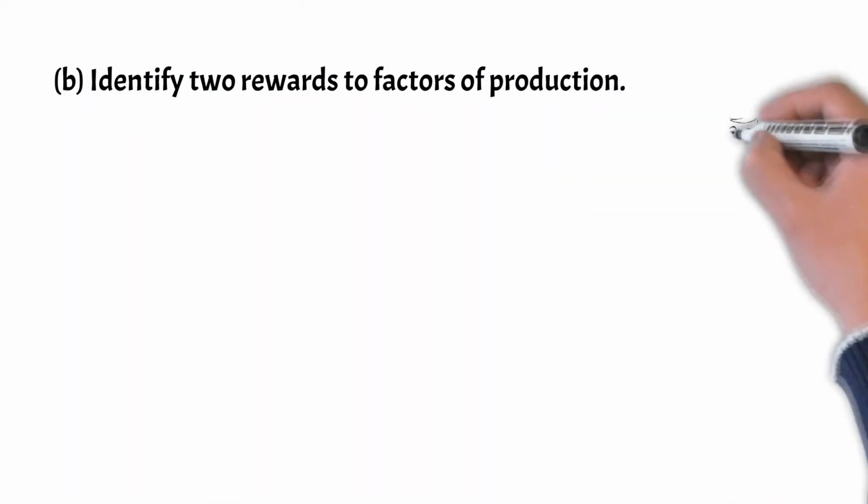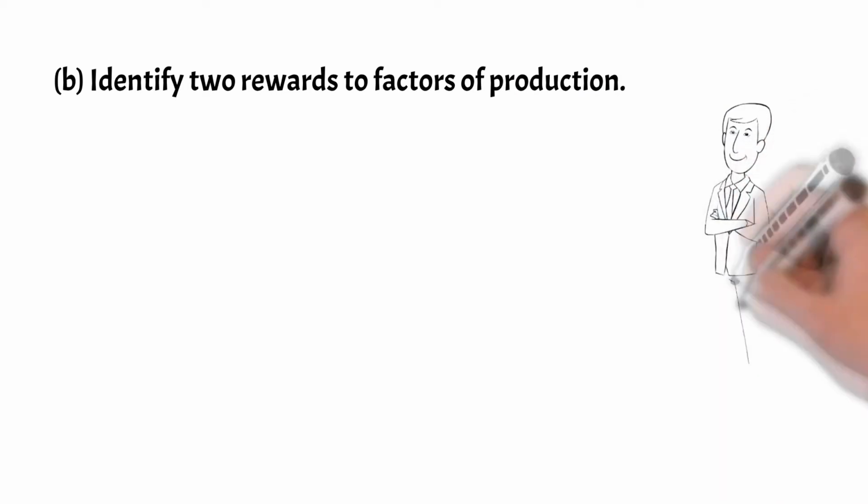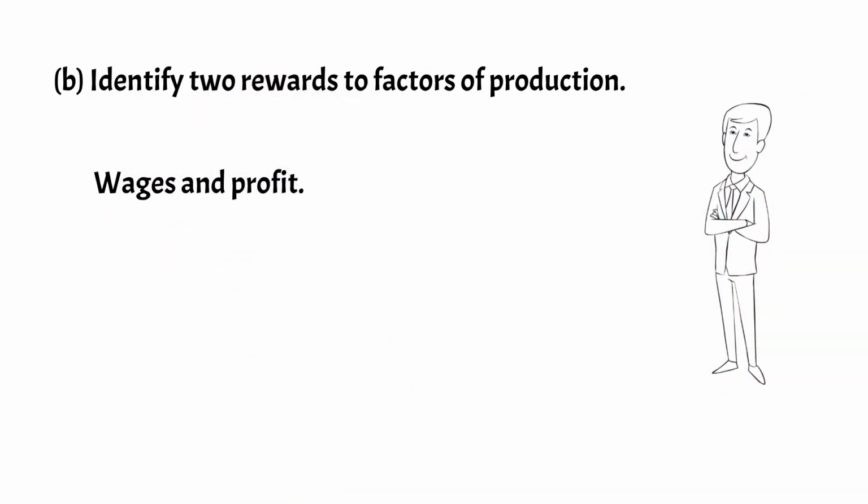Next question. Identify 2 rewards to factors of production. A knowledge question. We can remember from the factors of production that wages are the reward for labor, and that profit is the reward for an entrepreneur. So we have our answer, wages and profit. Remember to score the 2 marks, you must have both answers.